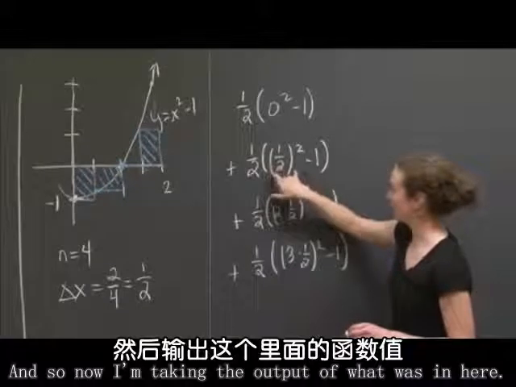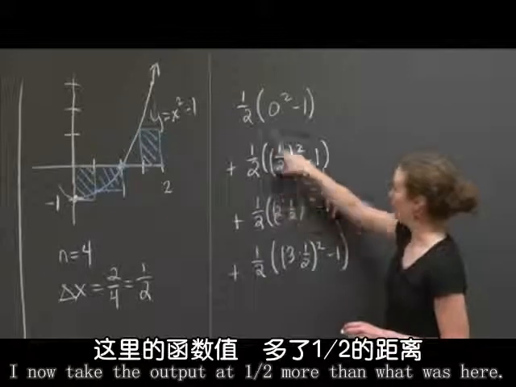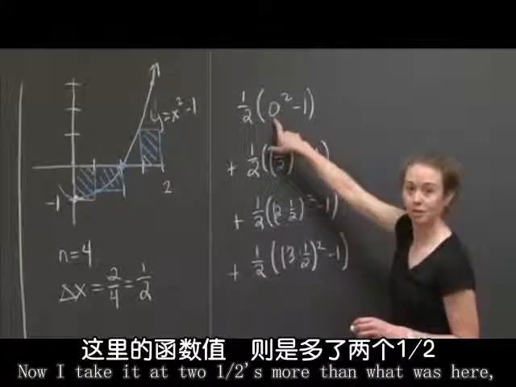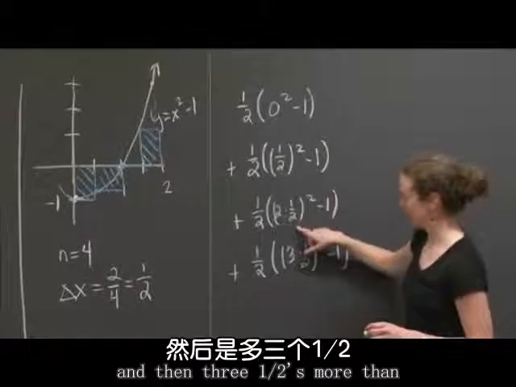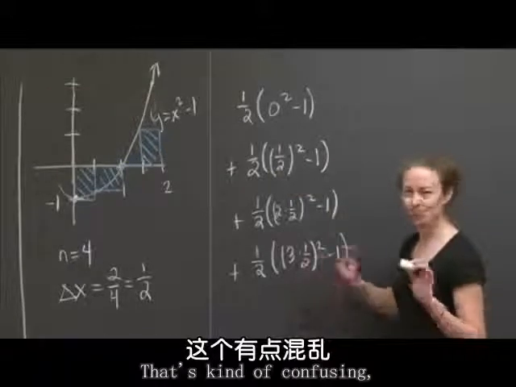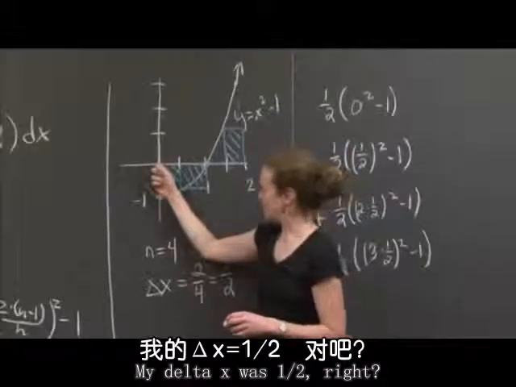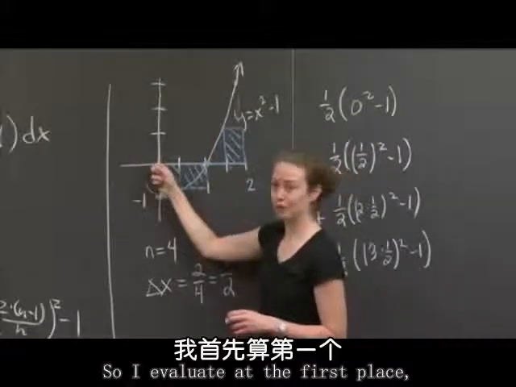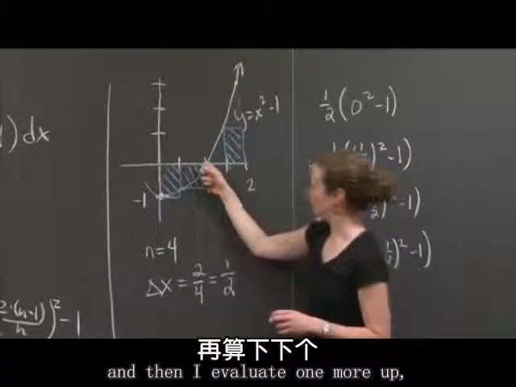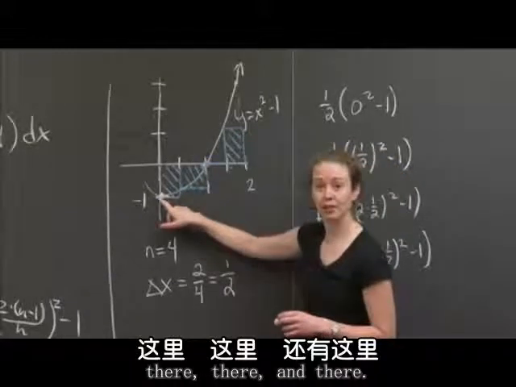And so now I'm taking the output of what was in here. I now take the output at 1/2 more than what was here. Now I take it at 2 1/2s more than what was here, or 1/2 more than what was there. And then 3 1/2s more than what was here, or 1 more than what was there. That's kind of confusing, but let's go back to the picture and see what it is. My delta x was 1/2, right? So I evaluate at the first place, and then I evaluate 1 more up, and then 1 more up, and then 1 more up, which gives me outputs here, there, there, and there.